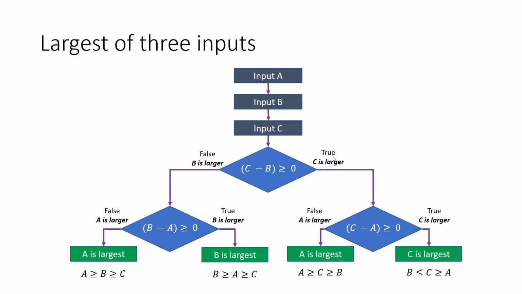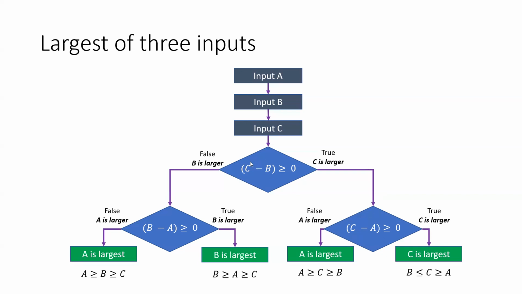Now C is larger than B, but we also have to find out whether it is larger than A. So the second test we have to do is C minus A. If it is positive, C is the largest. But if it is negative, that means A is the largest.